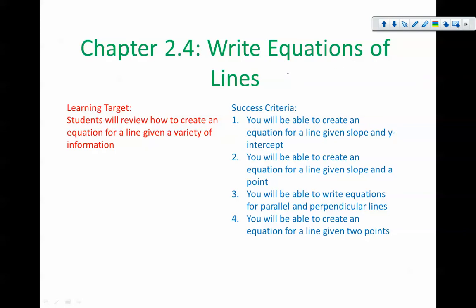So in the previous lesson, you've learned about slope. You've learned about graphing equations. In this one, we're going to do the opposite, where we're going to create the equations given a variety of information. So the four things that we'll primarily be doing here is we're going to create equations for a line given slope and y-intercept. We're going to be able to create an equation for a line given slope and a point. We're going to be able to write equations for parallel and perpendicular lines. And we're going to be able to create an equation if we're just given 2 points. Okay, so different information that will be given, we're going to create lines.